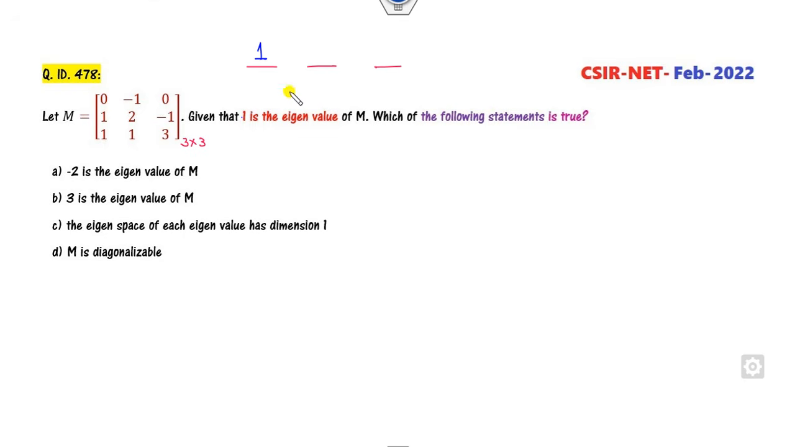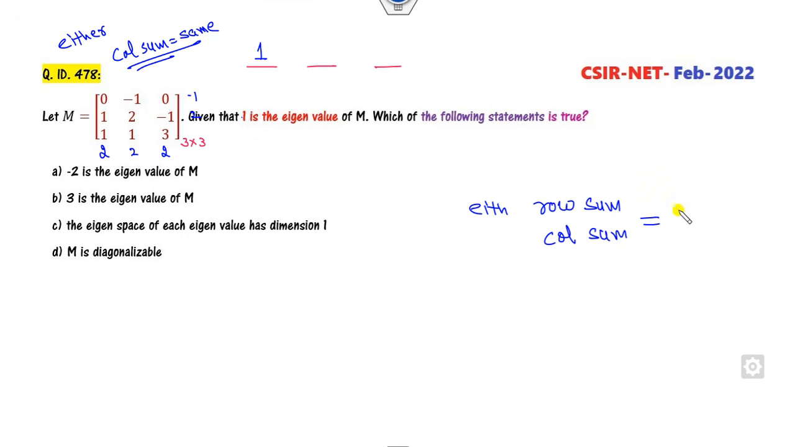The trace of the matrix is 5, but you can see what the column sum is. The column sum is 2, column sum is 2, column sum is 2. What is the row sum? Minus 1, 2, 5. Whenever either the row sum or column sum are the same, say k, then one of the eigenvalues will be k. In this example the column sum is 2, so one of the eigenvalues will be 2.